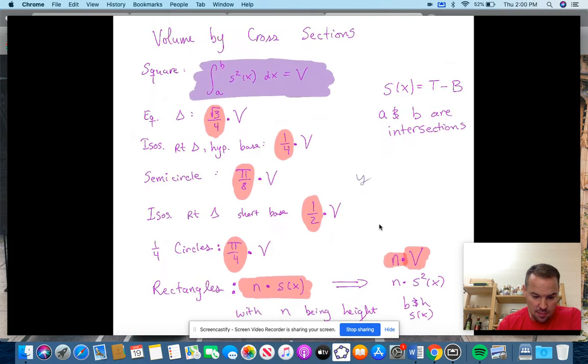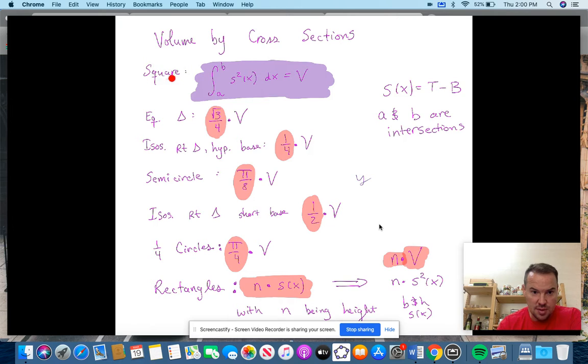The shapes that I want you to understand are: a square, an equilateral triangle, an isosceles right triangle, a semicircle, a quarter circle, and a rectangle. Of course, you could make some weird shape, but these are the shapes on the AP exam. These are the ones that I know you're going to see. So here's a guide to help you through the homework, about what happens if you have to go through a shape like this and you have to cut it. I love doing these problems because the geometry comes to light.